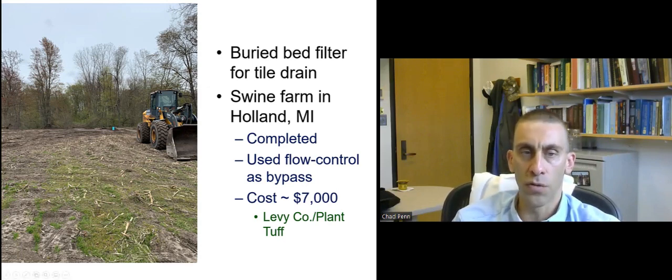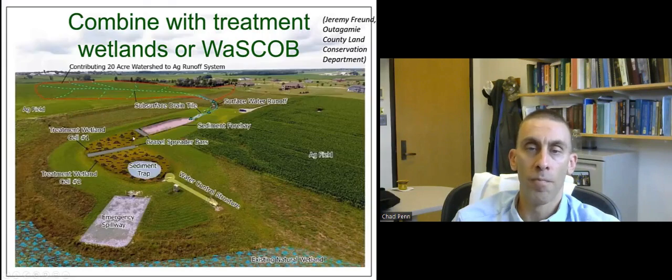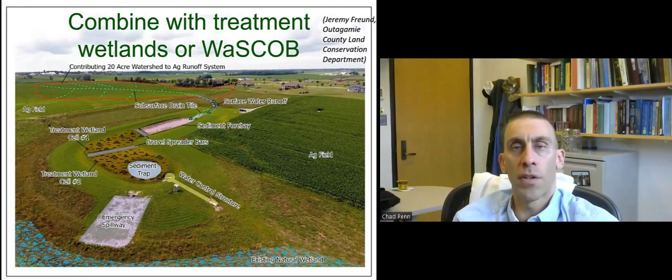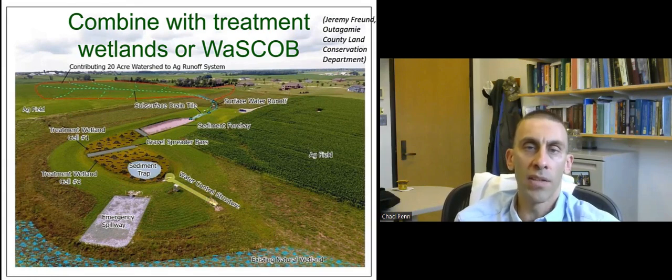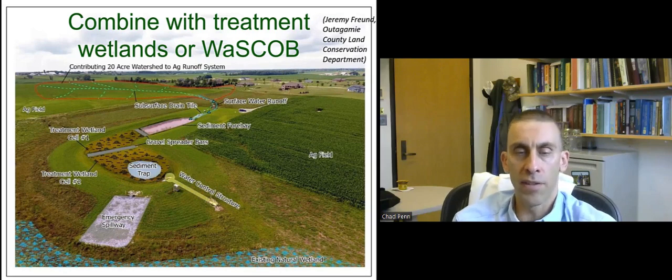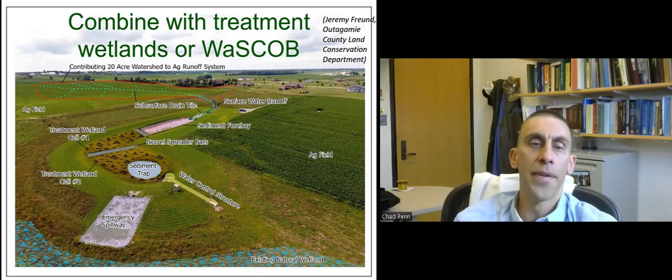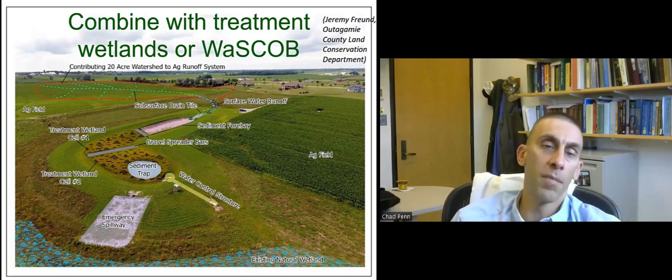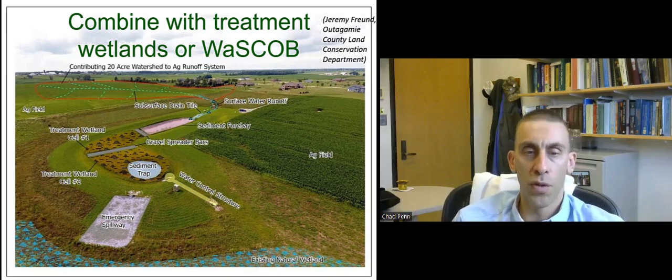We did use a flow control structure on this to serve as an emergency bypass, and also to divert the water into the structure. As I mentioned before, you can combine these phosphorus removal structures with treatment wetlands or WASCOBs. Basically, anytime you're impounding water, and that water is then slowly metered out, slowly drained out, you can easily plumb that into a phosphorus removal structure of some sort.